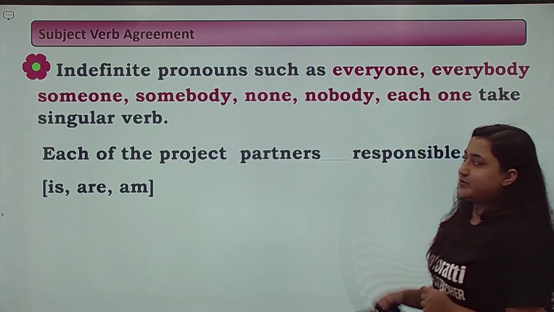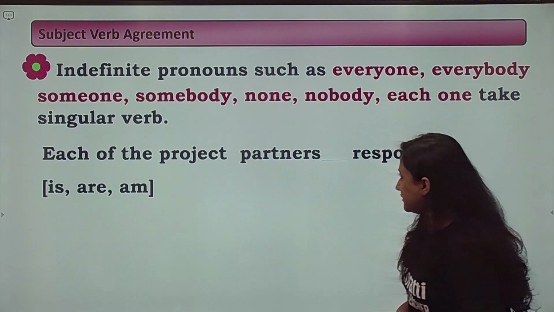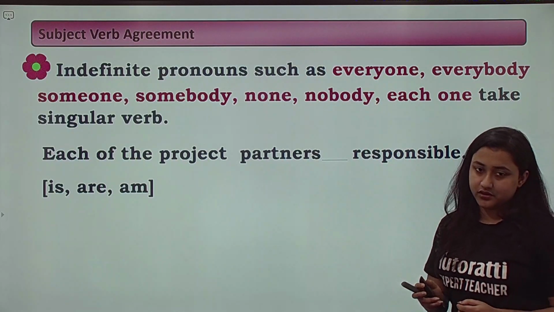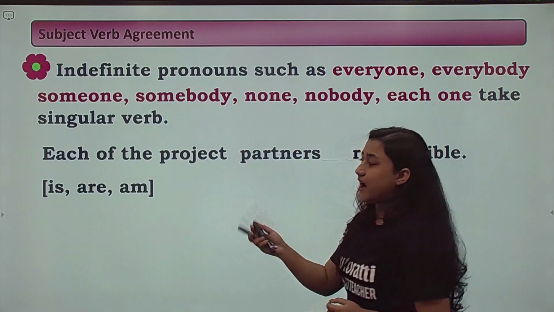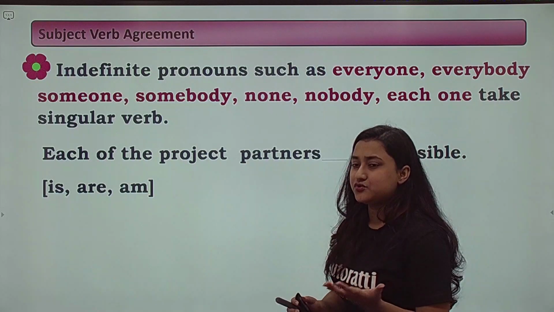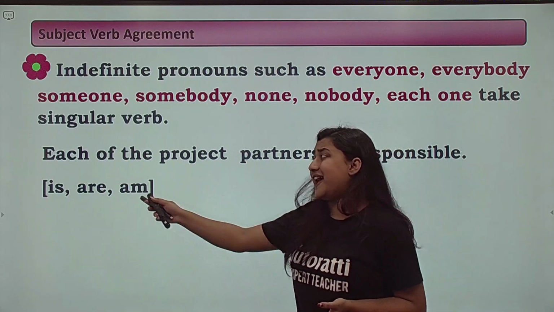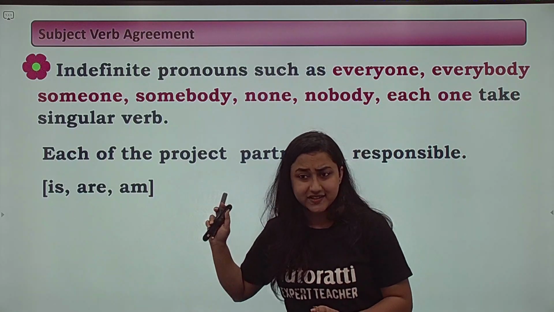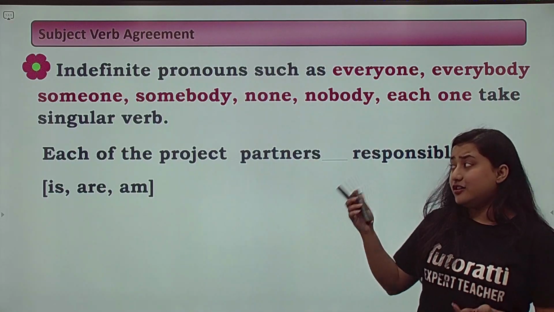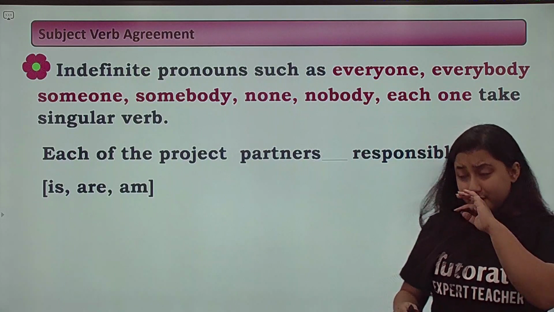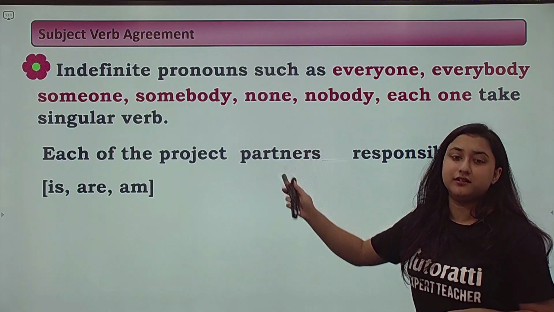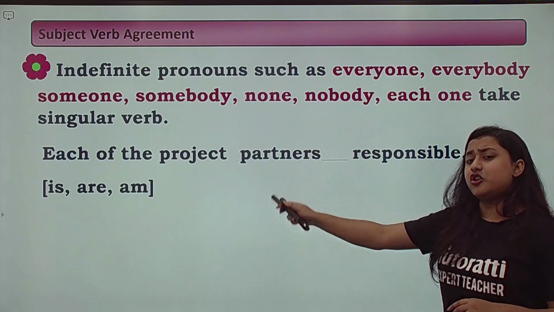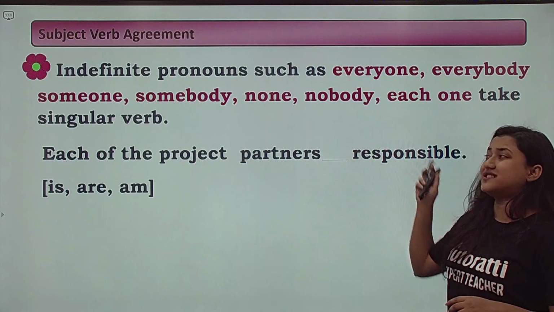For example, each of the project partners dash responsible. The options are is, are, am. Now, definitely, students, you will not make a mistake by writing am. So, definitely we can strike it out, but a lot of students make a mistake. They get confused by partners. They say each of the project partners are responsible.